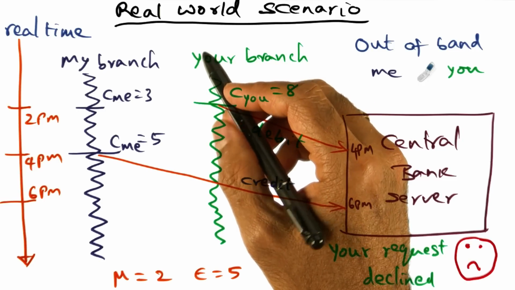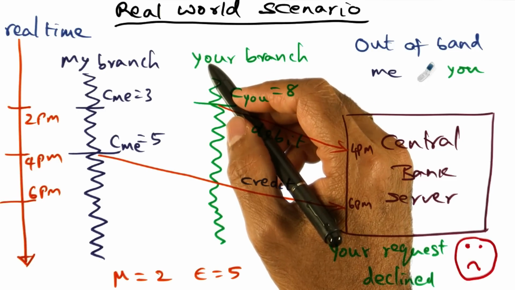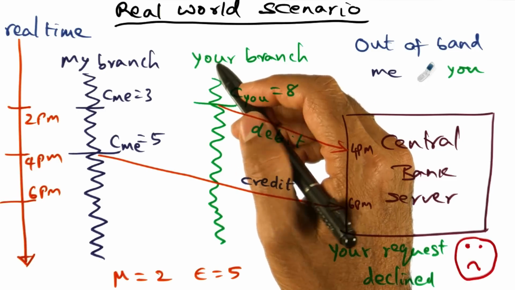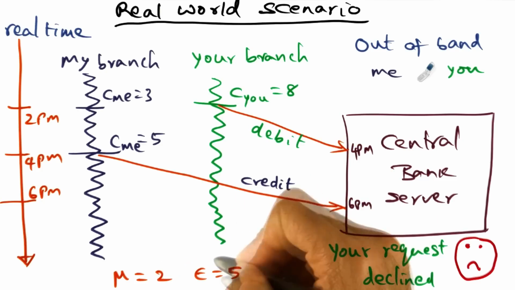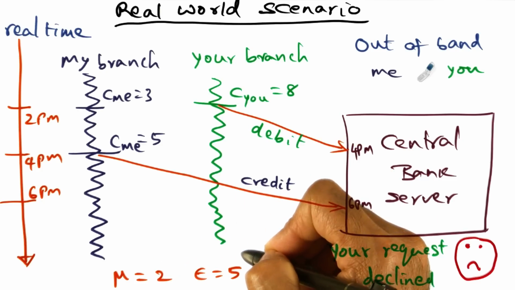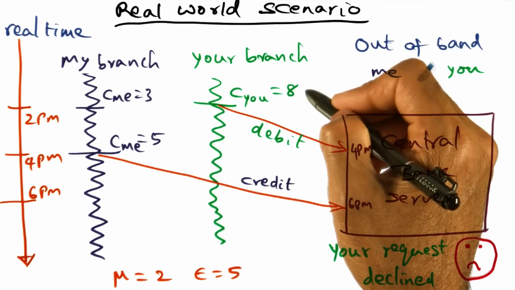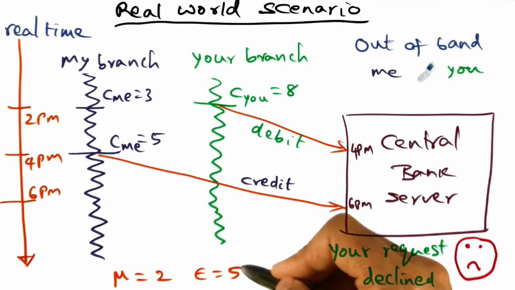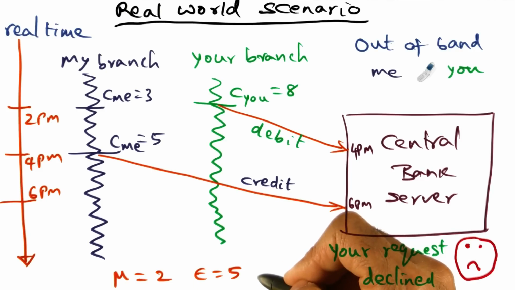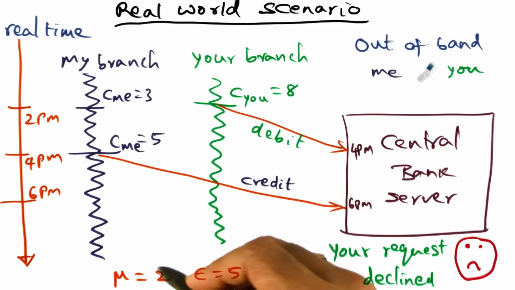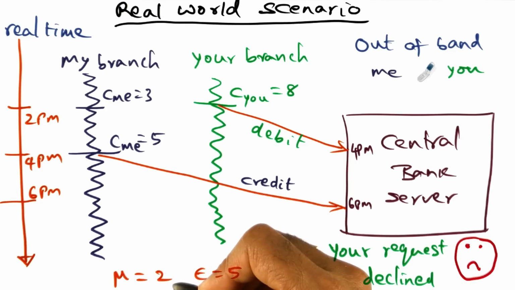Let's return to our example earlier of me owing you money. And let's say it so happens that the mutual clock drift is 5 between you and me. So my clock, when it reads 3 p.m., your clock reads 8 p.m. So that is the mutual clock drift that we have. And let's say that the inter-process communication time, the lower bound on that is 2.